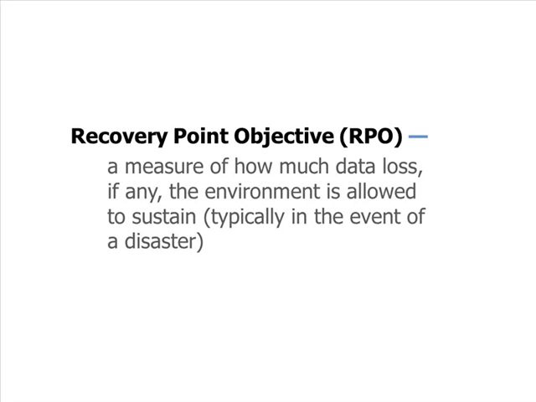A shorter RTO means that you have to be able to recover very, very quickly. Longer RTOs and longer RPOs mean that the service or application can sustain more data loss and can be down for a greater period of time. Typically, very, very important applications will have shorter RPOs and RTOs. Less important applications will have larger RPOs and RTOs.